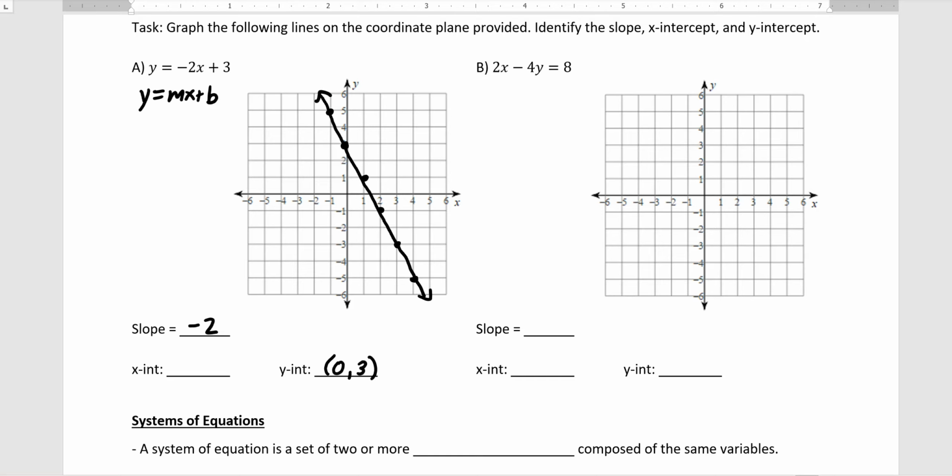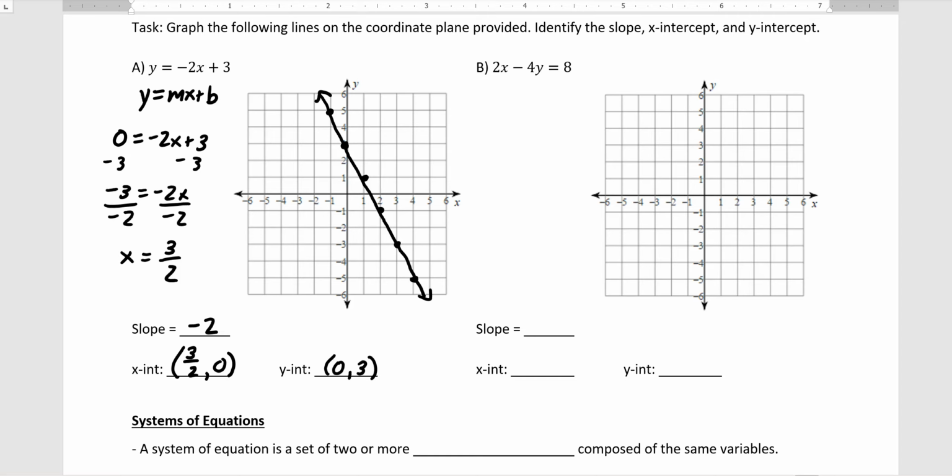Gorgeous. Now notice my x-intercept wasn't right on one of these coordinate points. To find my x-intercept, I can just set y equal to 0. So I'll say 0 equals -2x plus 3. I can subtract 3 from both sides. So I'll have -3 equals -2x. And then when I divide by -2 to get x all by itself, -3 divided by -2 will give me positive 3 halves. So my x-intercept would be (3/2, 0), which is about 1.5, which makes sense from what I graphed there. Alright, so that's letter A.